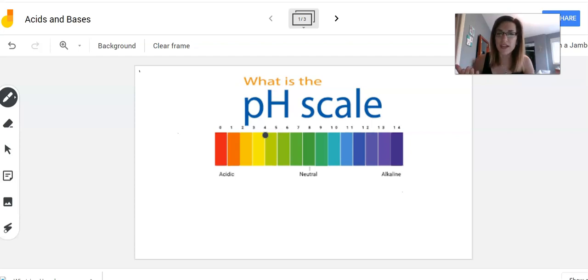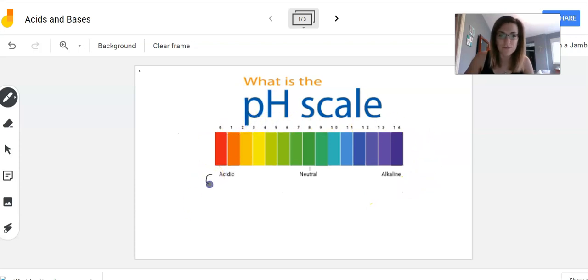So pH stands for power of hydrogen. And so if there's a lot of hydrogen ions concentrated in a solution, then it has a stronger pH. And if there's less hydrogen ions, then it's weaker. So we can base this on a scale from 0 to 14, as you can see here.